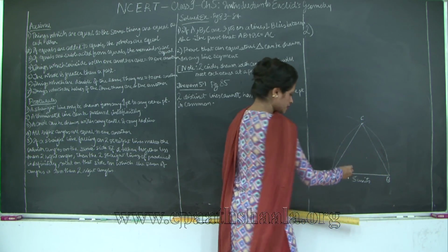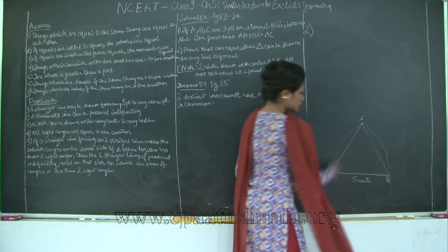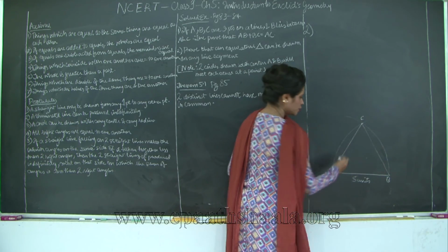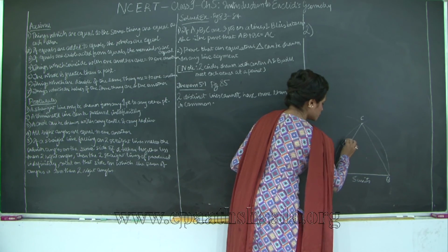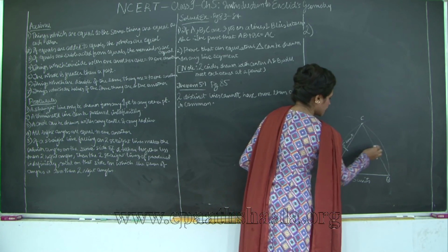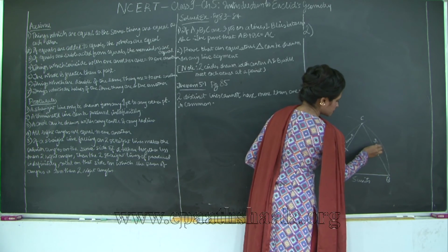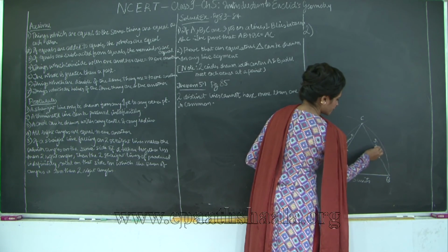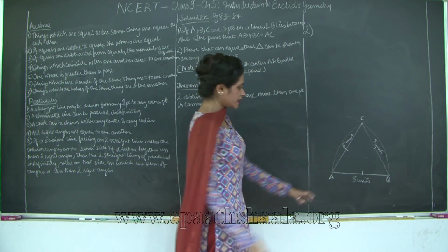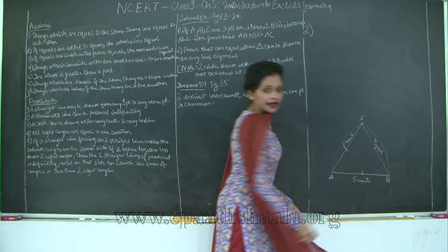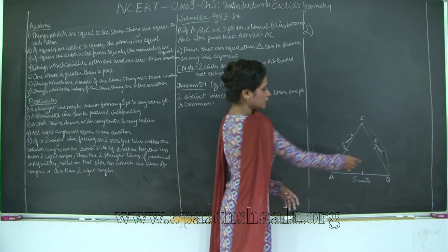And if you measure AC and BC, you will notice that this length is 5 units, and this length is also 5 units. So this triangle is equilateral. So how did we draw the equilateral triangle? We just took a line segment of say 5 units and then you cut arcs.